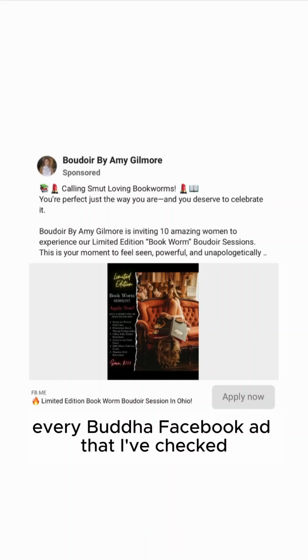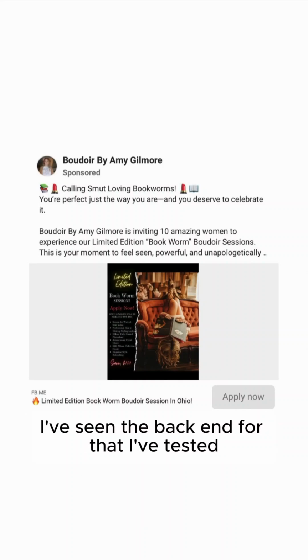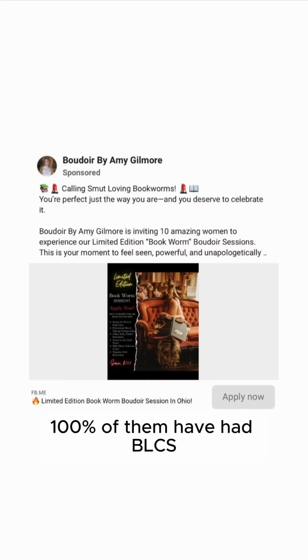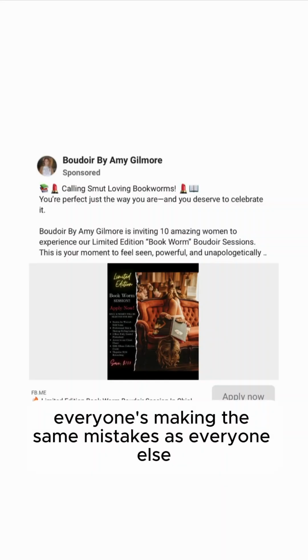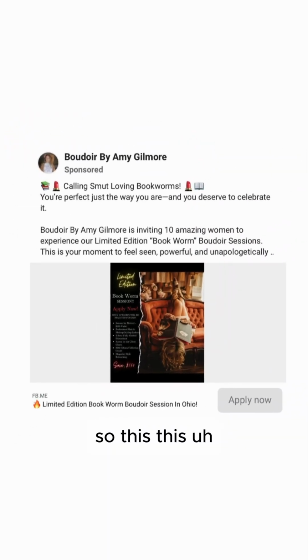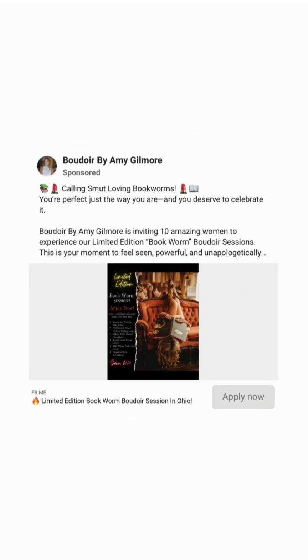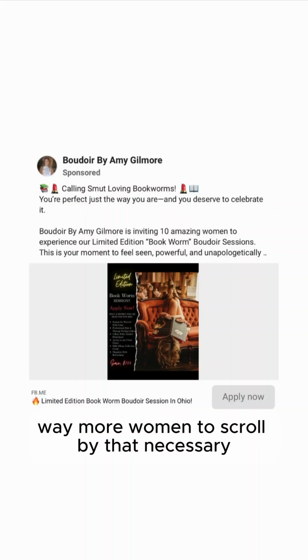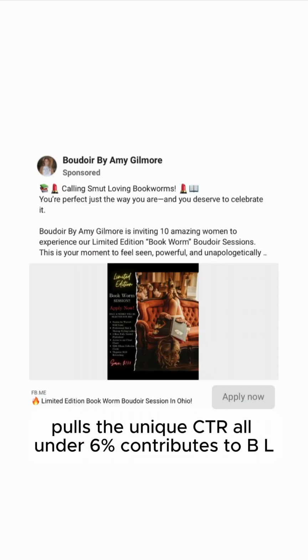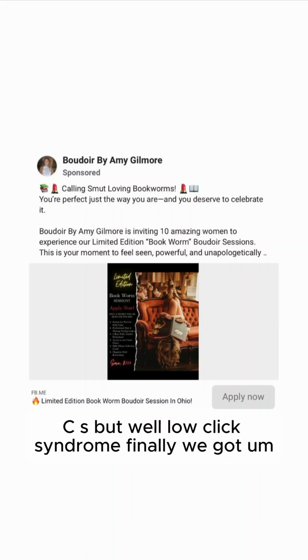Well, every Boudoir Facebook ad that I've checked, that I've seen the back end for, that I've tested, 100% of them have had BLCS, Boudoir low click syndrome, unique CTR under 6%, because everyone's making the same mistakes as everyone else. So this looks-like-an-ad mistake causes way more women to scroll by than necessary, pulls the unique CTR under 6%, and contributes to BLCS, Boudoir low click syndrome.